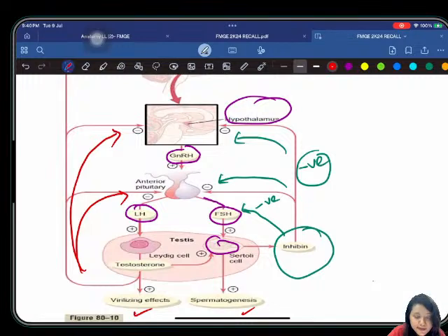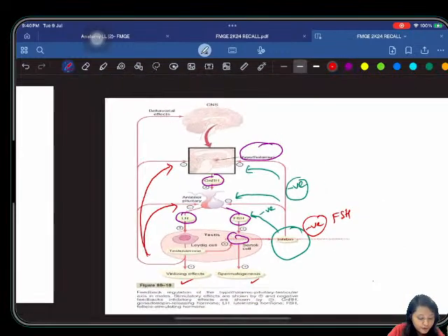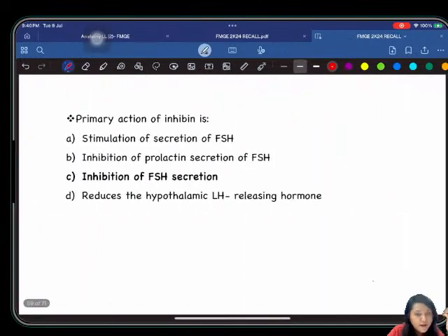So inhibin is having a negative feedback on the follicle stimulating hormone. Okay, inhibin is having a negative feedback on the follicle stimulating hormone. So the answer here is inhibition of follicle stimulating hormone secretion. This is the correct answer.